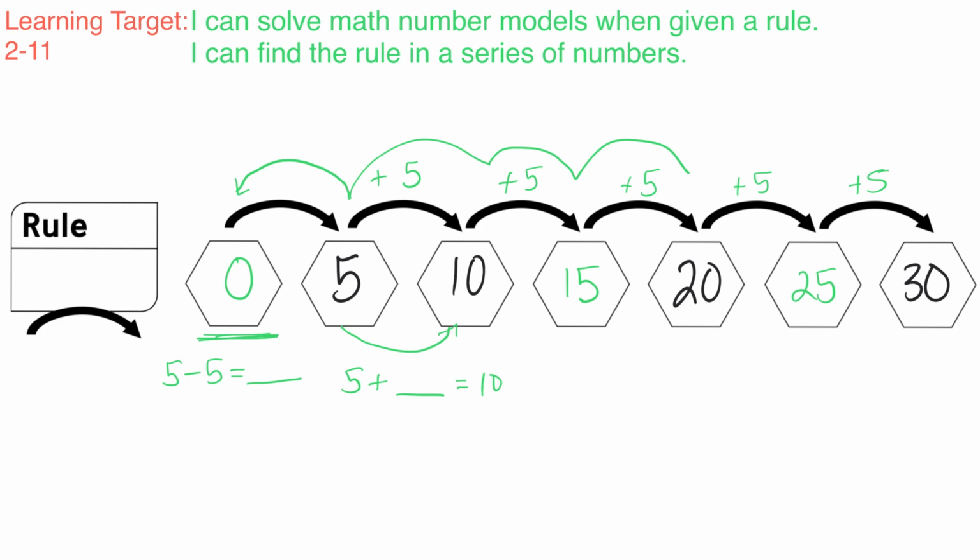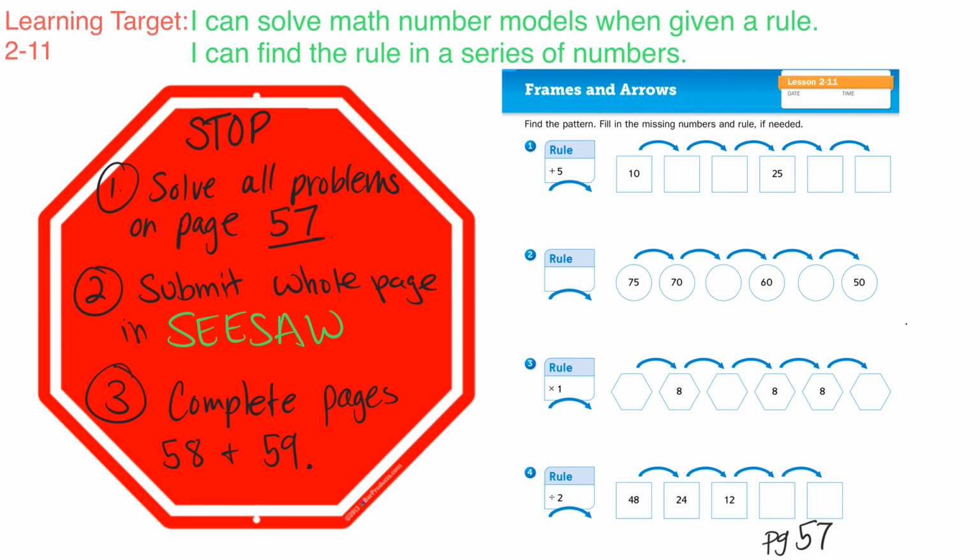So if we look, this pattern works because we're counting by 5. 0, 5, 10, 15, 20, 25, 30. So we're almost done. There's just one last thing that we need to do, and we need to write the rule. And the rule is add 5. If we use that rule, we'll be able to find each one of these answers for the number model. Take a moment to make sure your notebook is up to speed with mine.